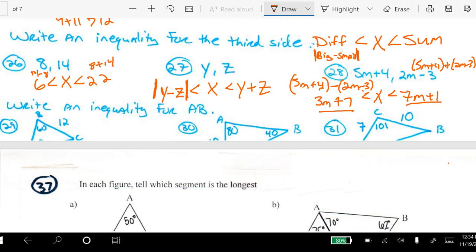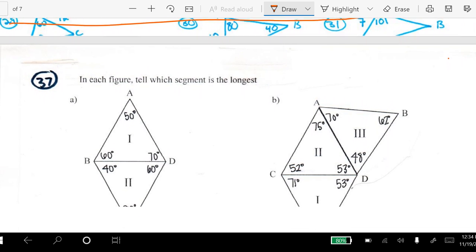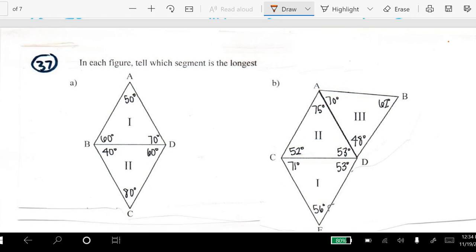For this next section, these got cut off, so don't worry about that. For number 37, tell which segment is the longest.